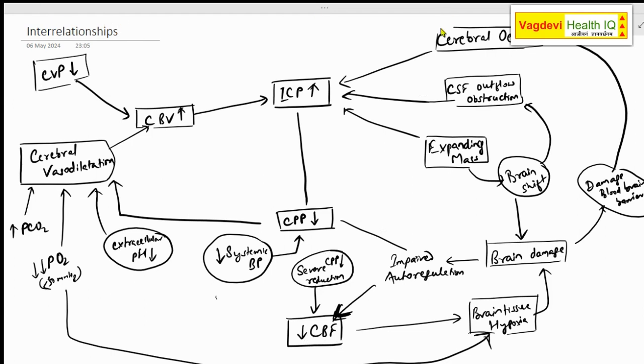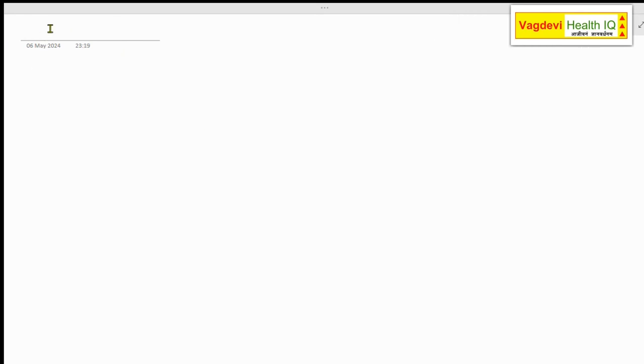Now let us move on to the next picture, the clinical side. Cool. Everyone is understanding? Any difficulty?